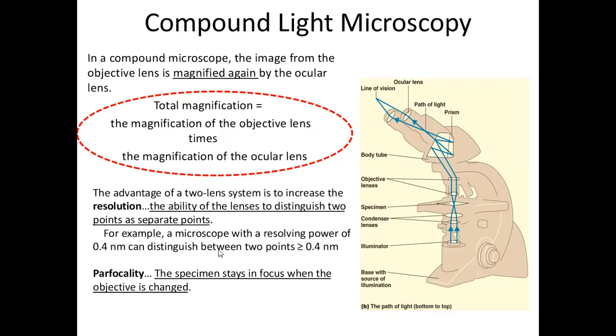Resolution is what this is called: your ability to distinguish between 2 points. If you have a resolving power of 0.4 nanometers, it means you can distinguish between 2 points that are more than or equal to 0.4 nanometers apart. If you have 2 points closer than that, you won't be able to tell which one's on top and which one's on the bottom. And then I mentioned before, parfocality: the specimen stays in focus when the objective lenses get rotated, the 4, the 10, 40, and 100.